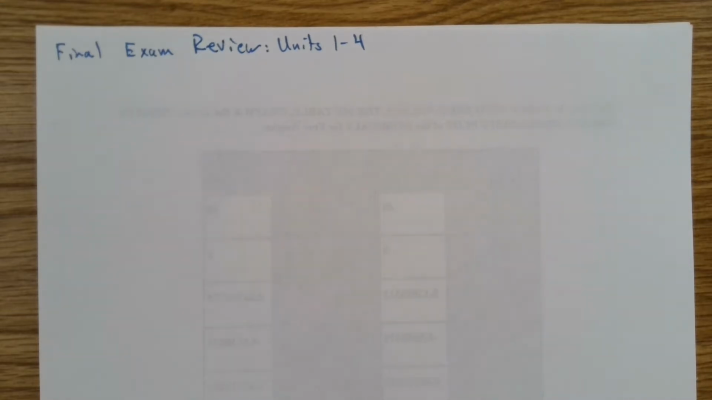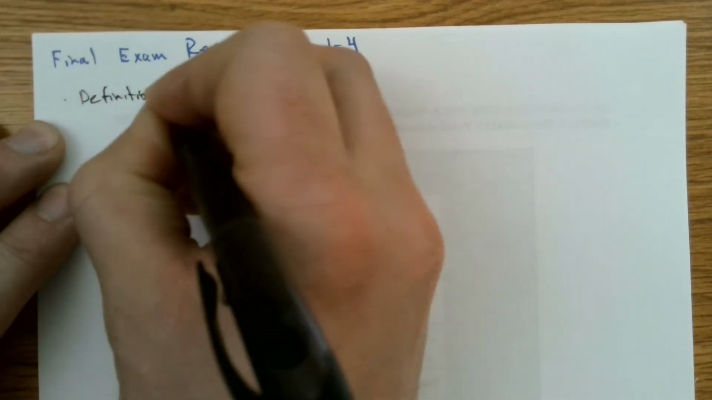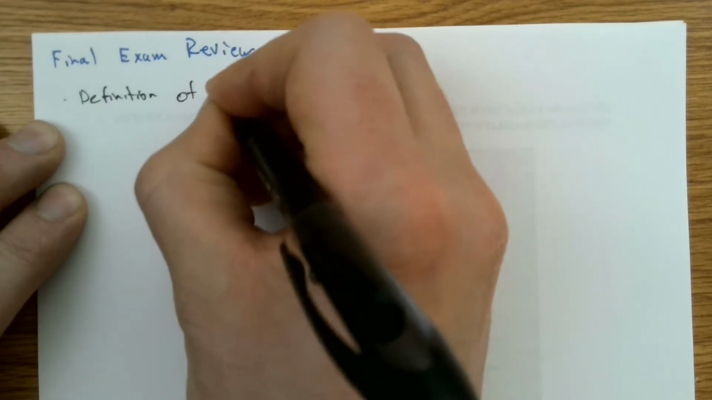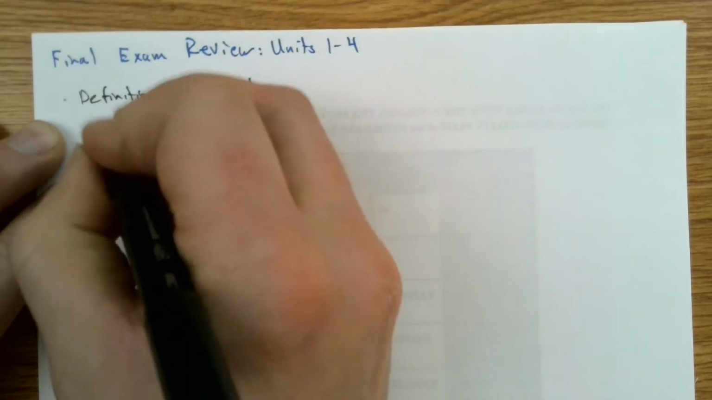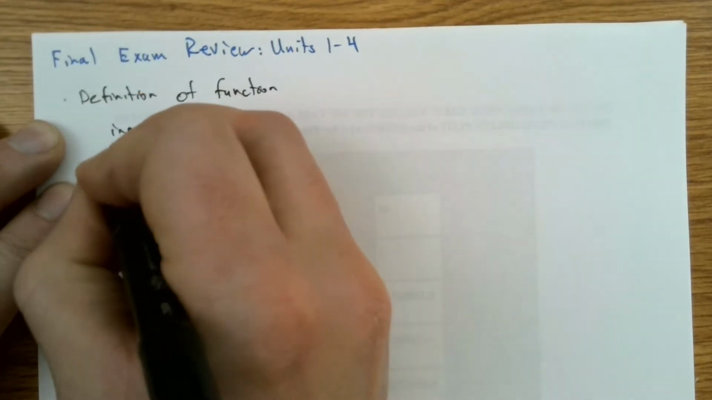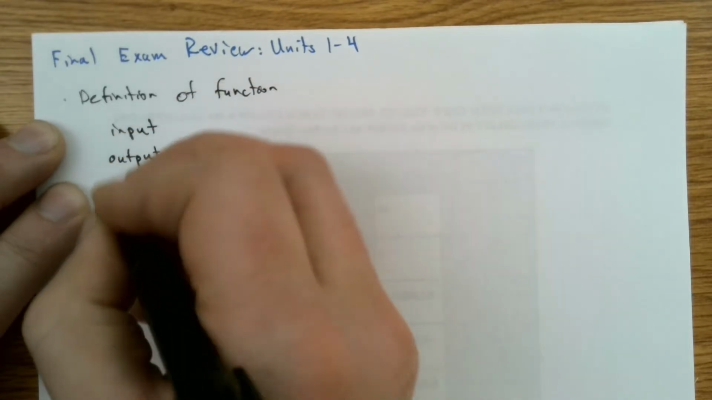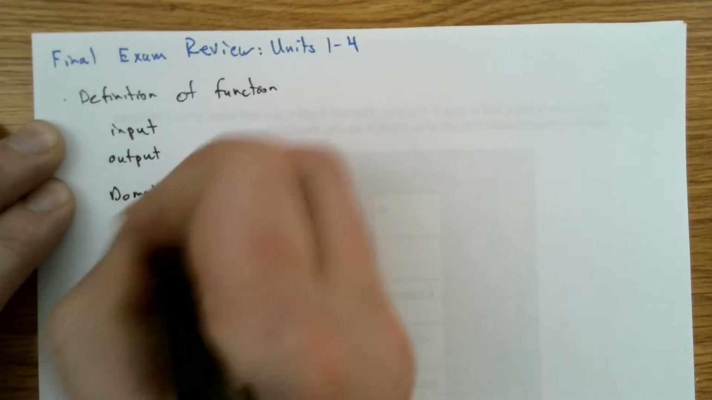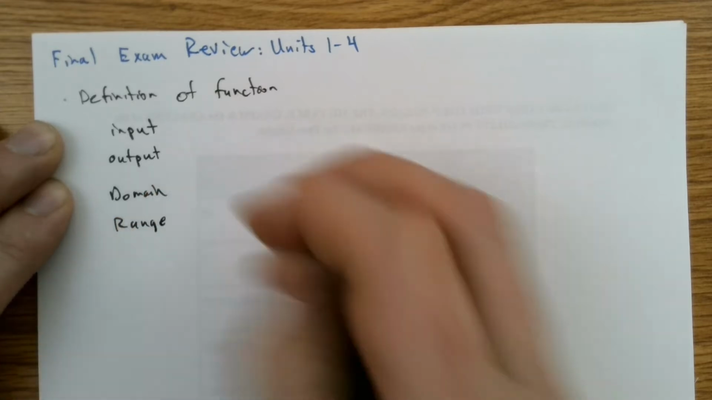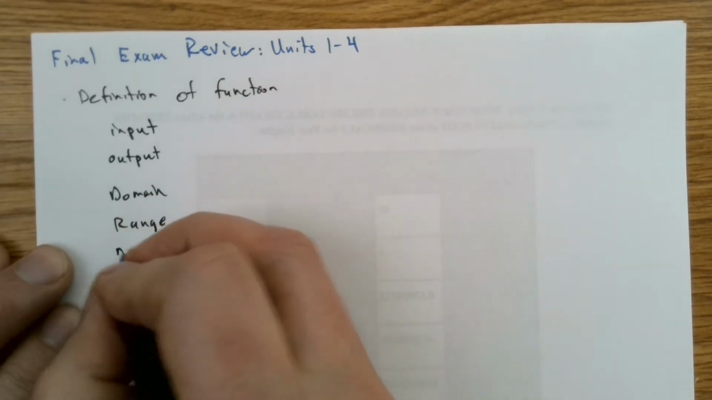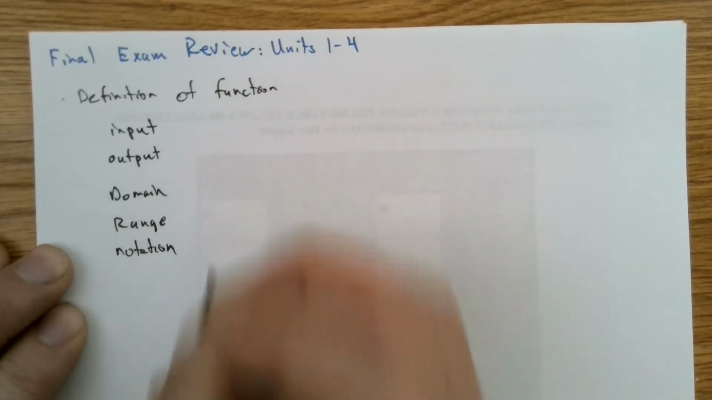So unit 1 was all about functions in function sense. So things you need to know from unit 1. You need to know a definition of a function and all the stuff that goes with that. So what's an input? What's an output? How does that relate to the domain and the range? How you identify those things? What's the notation look like?